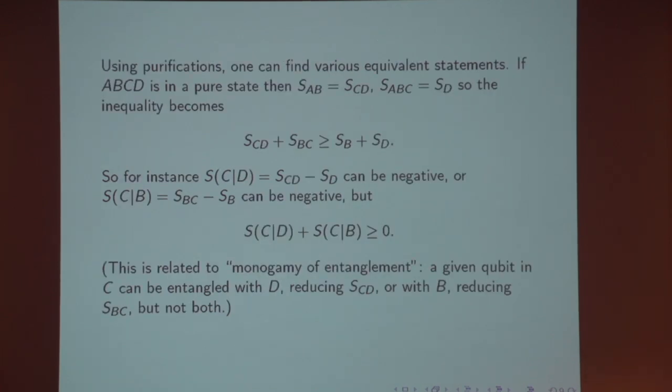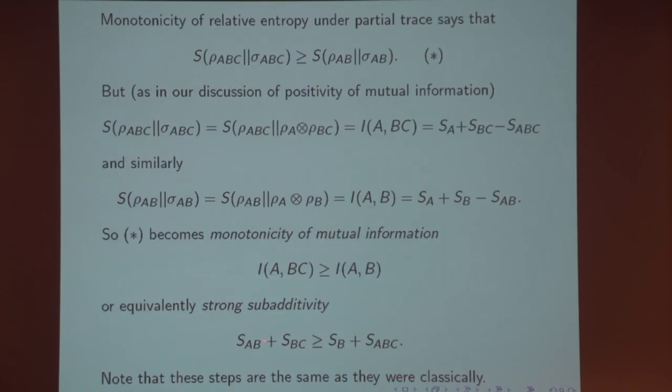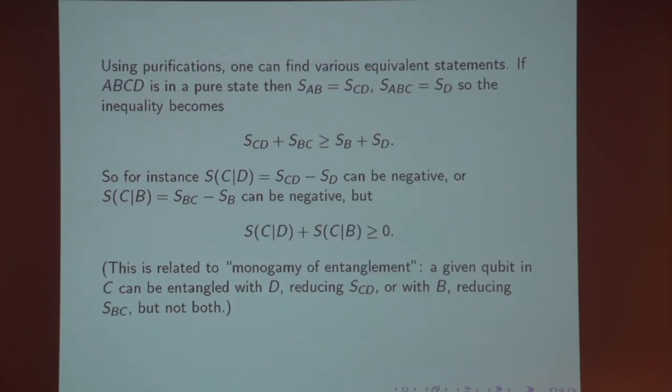Using purifications, you can find various equivalent statements. Suppose that ABCD is in a pure state. Well, that means that CD purifies AB and D purifies ABC, because any of the complete tensor products with the ABCD is in a pure state. So the inequality, after substituting for SAB and SABC by these, becomes this one.